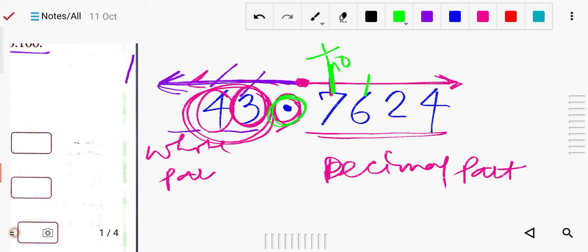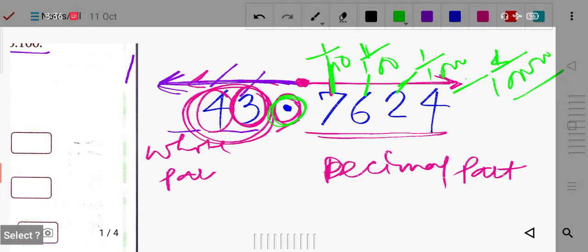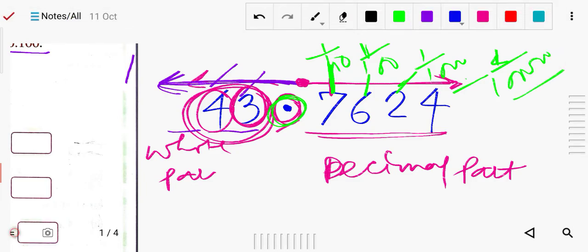This is the hundredth, which means 1 by 100. This is the thousandth, which means 1 by 1000, and this is your 4, the ten-thousandth. So how can you read it? You can read it like this: 7 tenths, 6 hundredths, 2 thousandths, 4 ten-thousandths, where the last word has the "th" at the end.